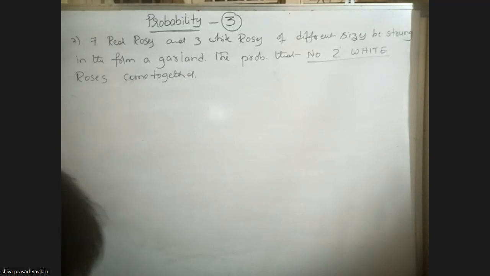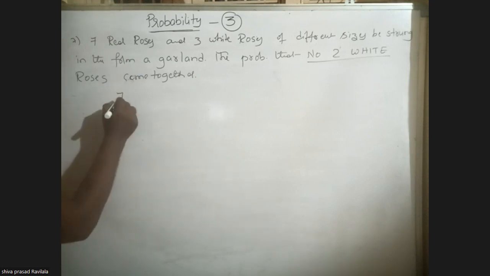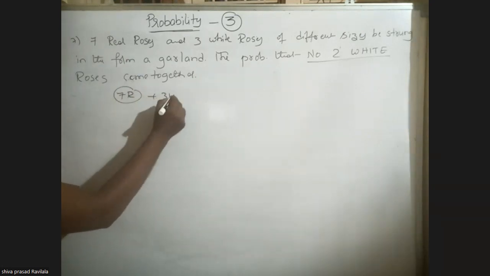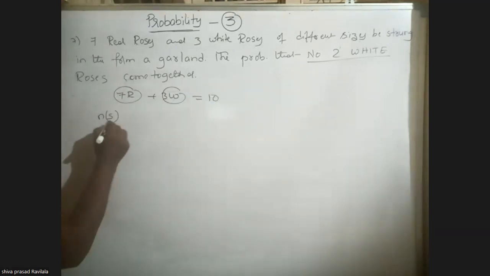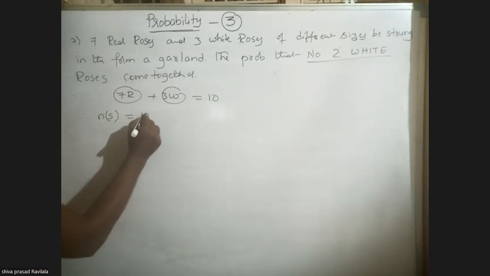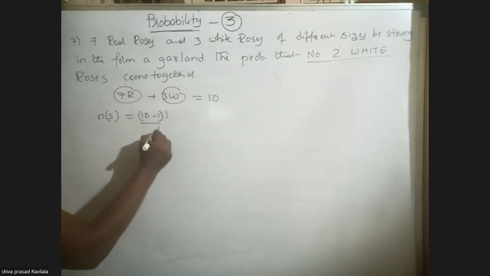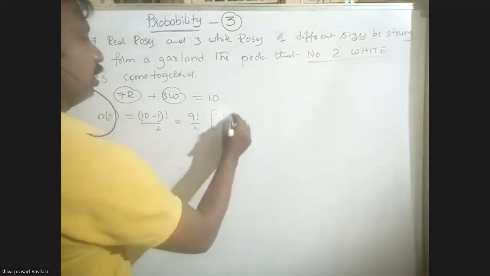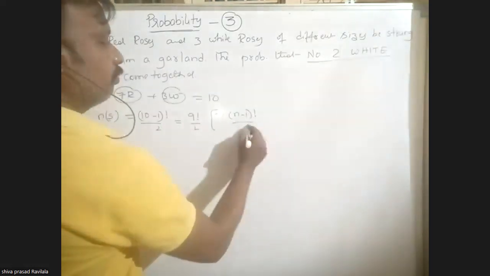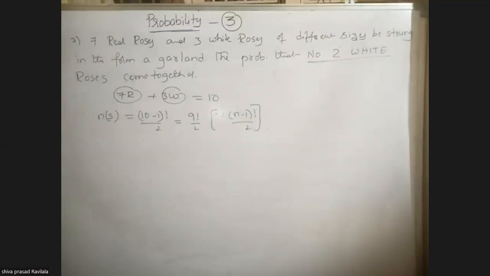Can anybody tell, what is n of S? n of S is the total garlands. Here they gave 7 red roses and 3 white roses. 7 plus 3 is equal to 10. These 10 can form a garland in 10 minus 1 factorial by 2, that is equal to 9 factorial by 2. What is our formula for a garland? n minus 1 factorial by 2. Right.